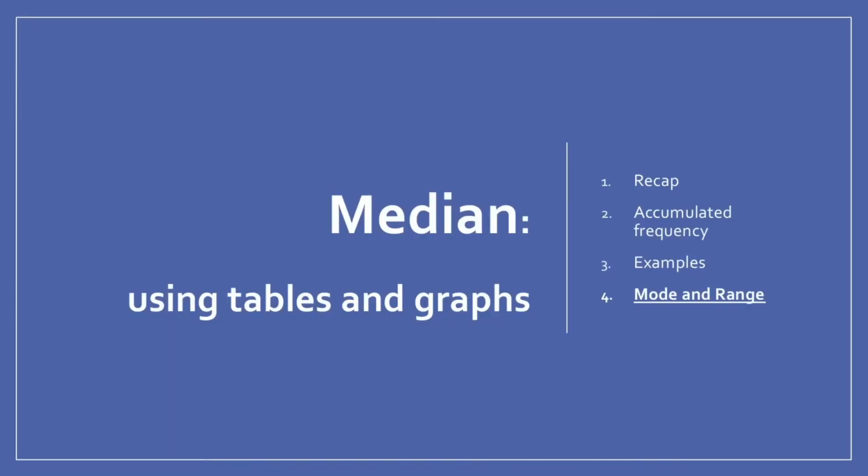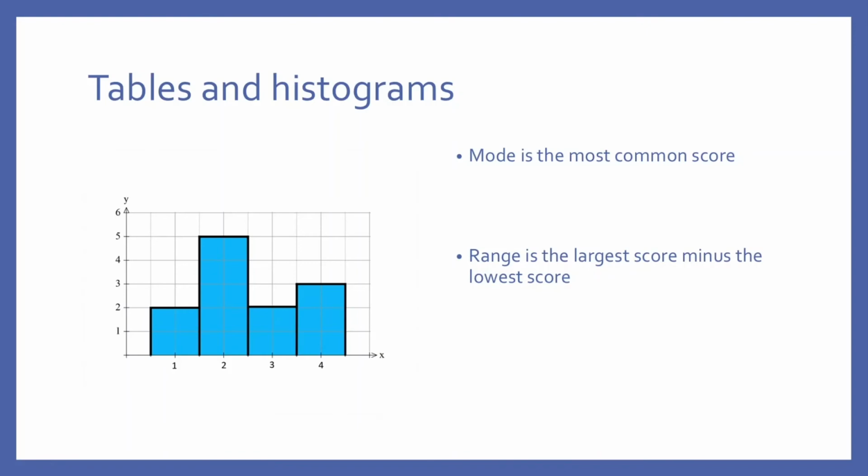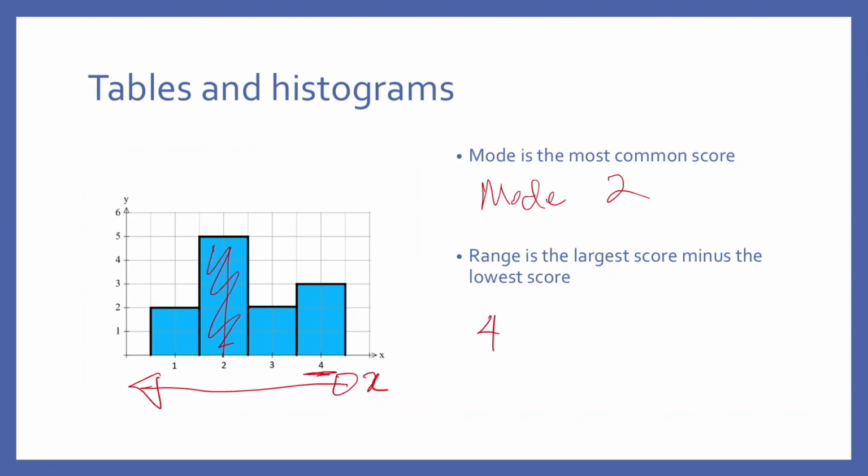Alright, now mode and range. Mode and range are the easiest. Mode is the most common. That has the highest frequency. Mode is 2. Now the range is the largest score minus the lowest score. Now the important thing is score is x. That is the score, not the frequency. You go sideways. So the largest score is 4. Lowest score is 1. Range is 3.